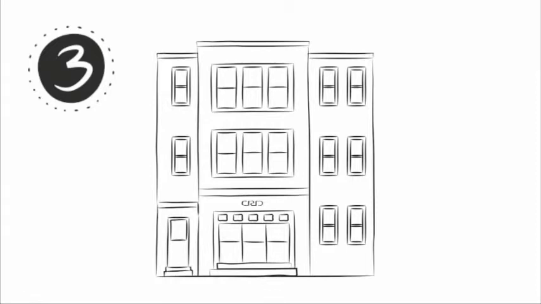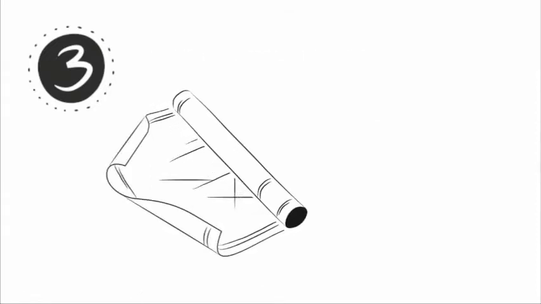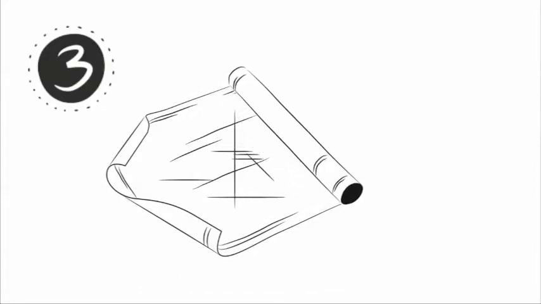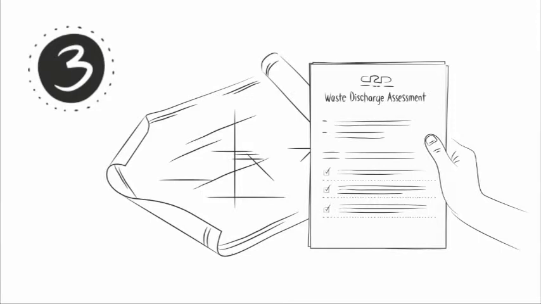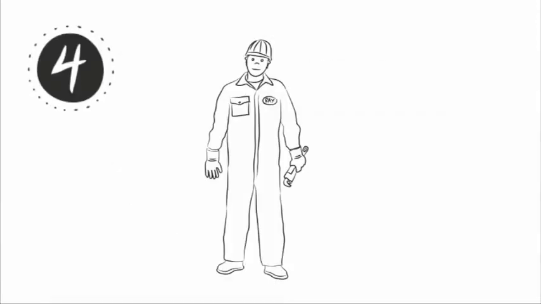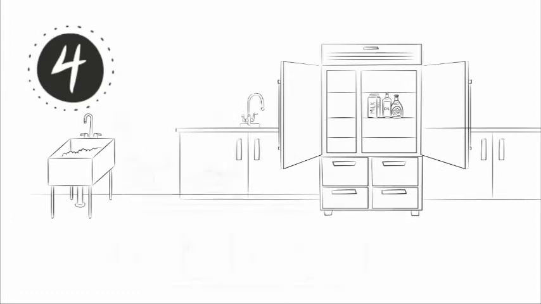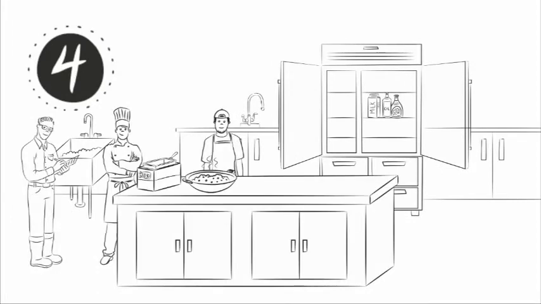Number three, contact the CRD for review and agreement in principle of grease interceptor size. The CRD will require site plans with the grease interceptor size, fixture specifications, and the waste discharge assessment form. Number four, once the CRD has agreed in principle, have your plumber obtain a plumbing permit from the municipality. Once installed, coordinate with CRD inspectors to make a site visit for sign-off on the equipment.